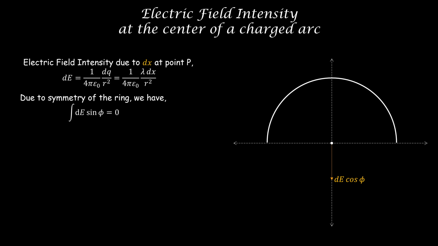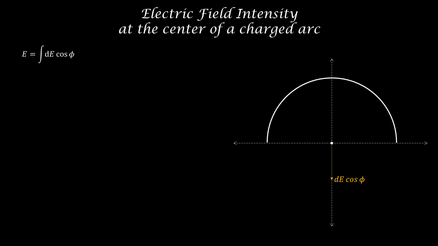dE sin phi were in opposite directions and thus cancelled each other. So the integration of dE sin phi is 0, as for every dx part there is another dx part that cancels out the sine component. E is equal to the integration of both the sine and cosine components of the dE vector. Since the sine part is 0, only the cos part remains.